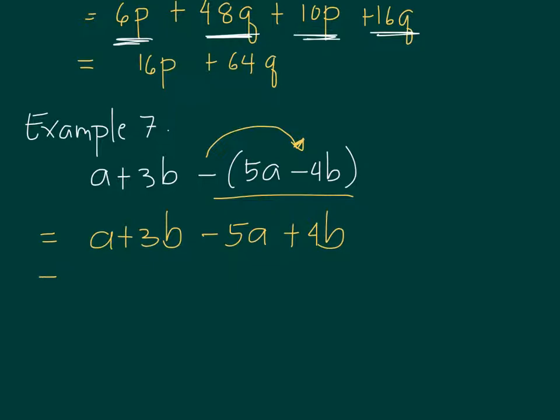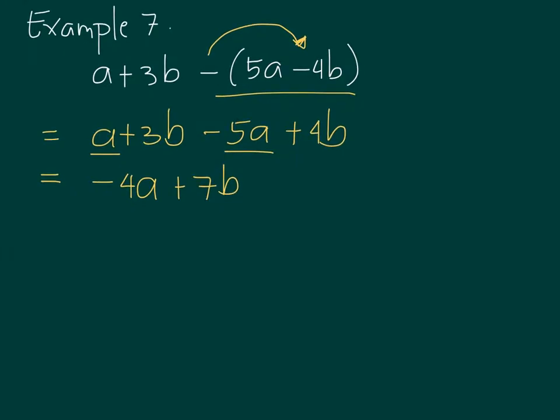So from here, we can just combine similar terms. A plus negative 5a is negative 4a. 3b plus 4b is 7b. Okay, so that's a simplified version of a plus 3b minus the quantity 5a minus 4b. Okay, so one more example. Suppose, so let's name it example 8.